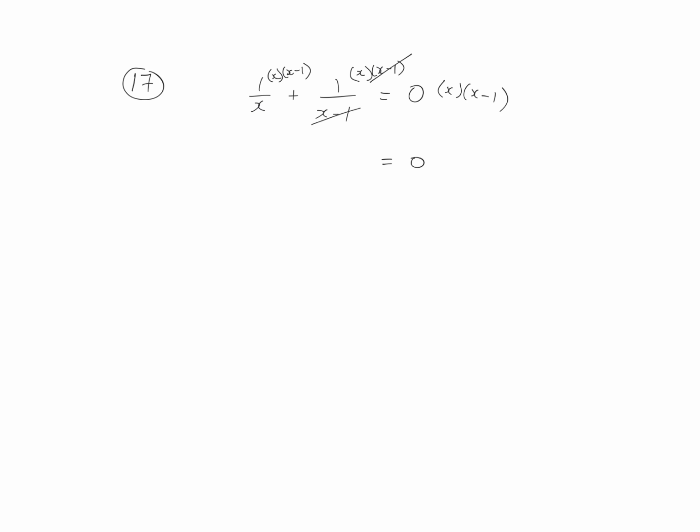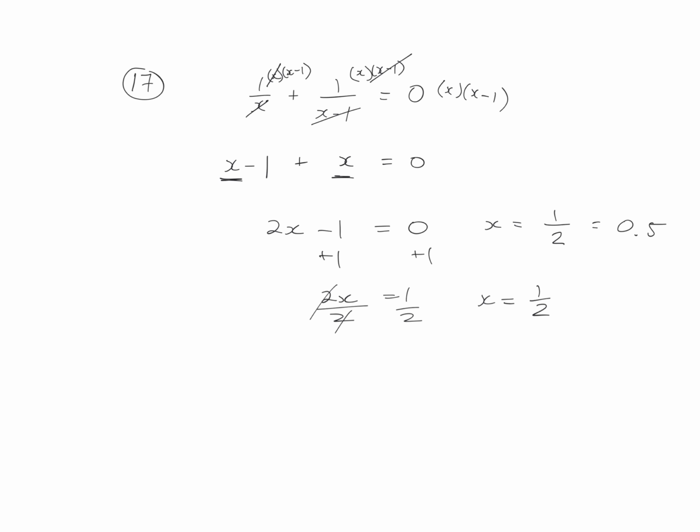The x minus 1 cancels the x minus 1, leaving us with 1 times x, which is x. And then this x cancels this x, leaving us with x minus 1. So we have x plus x is 2x minus 1 equals 0. x is equal to 1/2. You could also say 0.5. If you're not sure how I got that, you could solve the equation by adding 1 to both sides. 2x equals 1, over 2 over 2. Those cancel, and there's x equals 1/2.